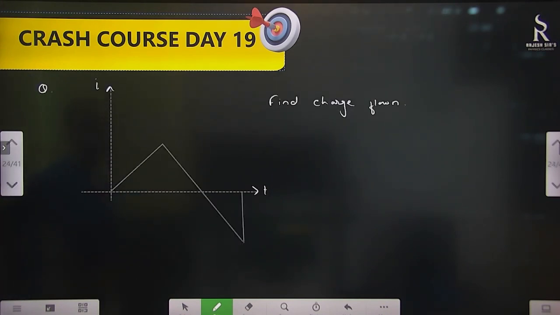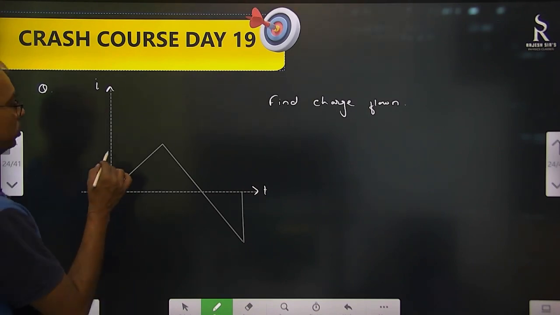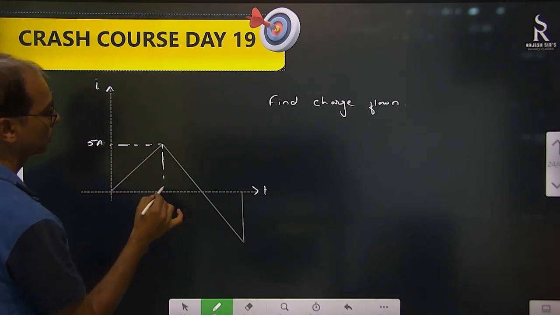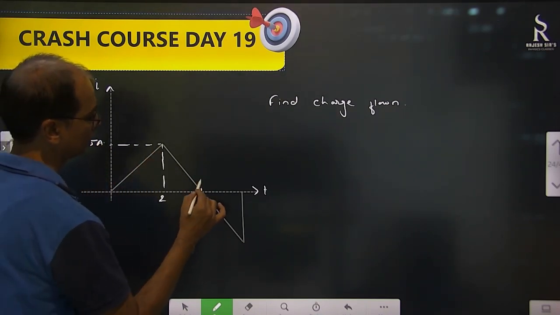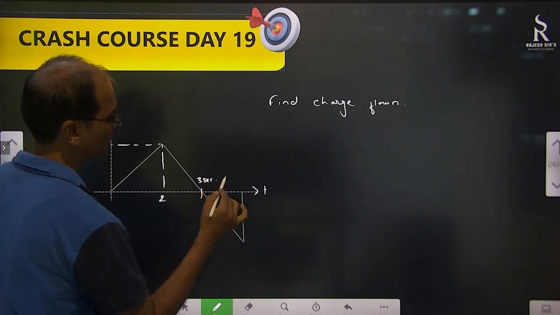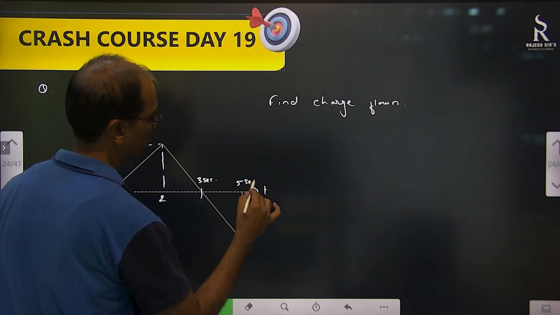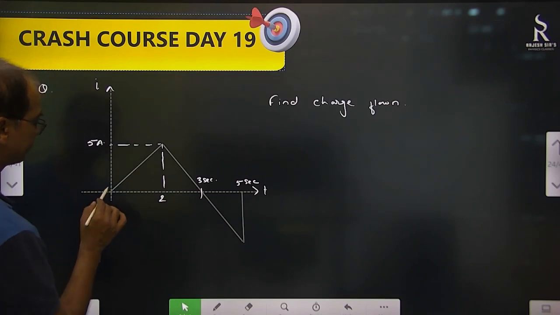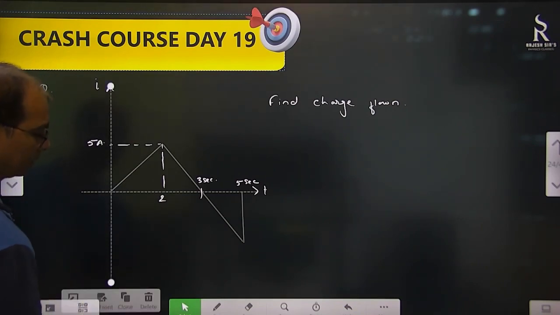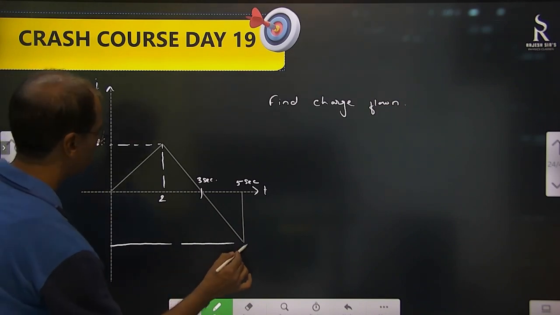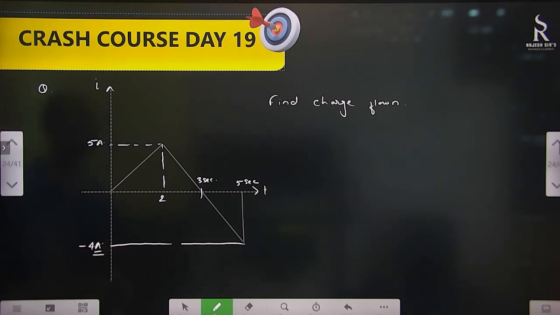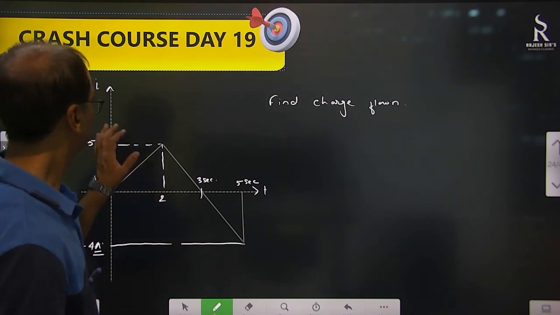Find charge flow. This kind of question is also possible. So let's put the values in this one here. Let's say this is 5 ampere, 2 seconds, this is 3 seconds, and this is 5 seconds. And here this is, let's say, minus 4 ampere. The total charge flown is how much? Now, this is an I and T graph.